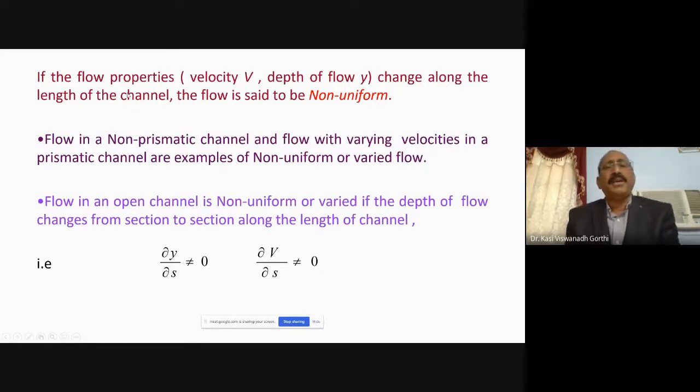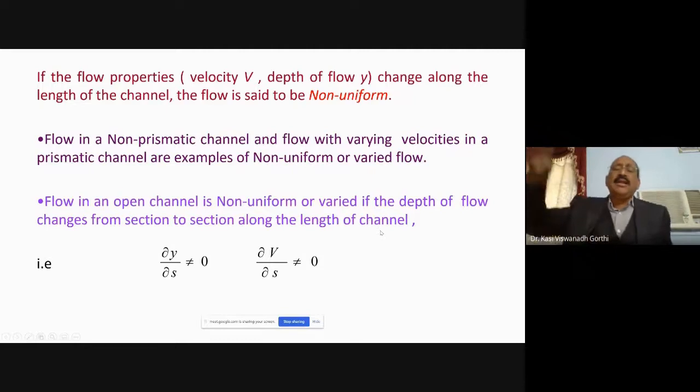If these flow properties change along the length of the channel, the flow is said to be non-uniform, like ∂y/∂s is not equal to 0, ∂v/∂s is not equal to 0, etc. So flow in an open channel is non-uniform or varied if the depth of flow changes from section to section along the length of the channel.